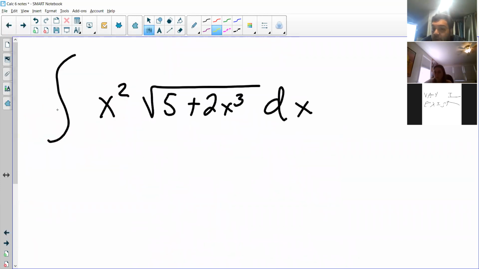Okay, let's talk about this next one. The integral of x squared times the square root of 5 plus 2x to the third.